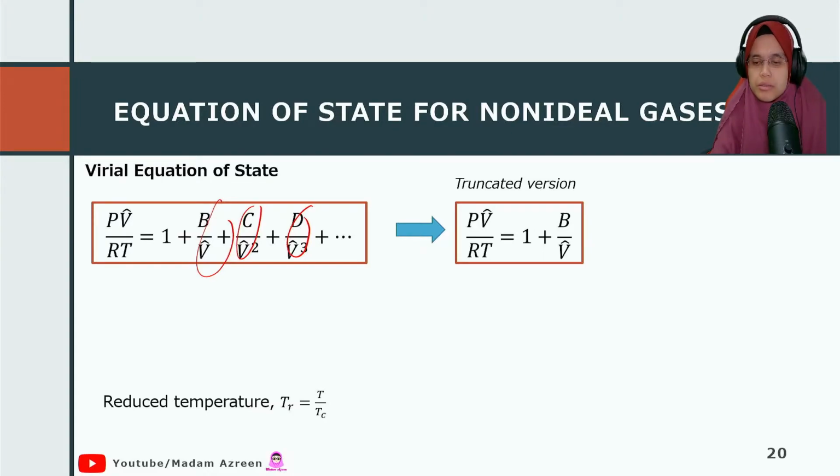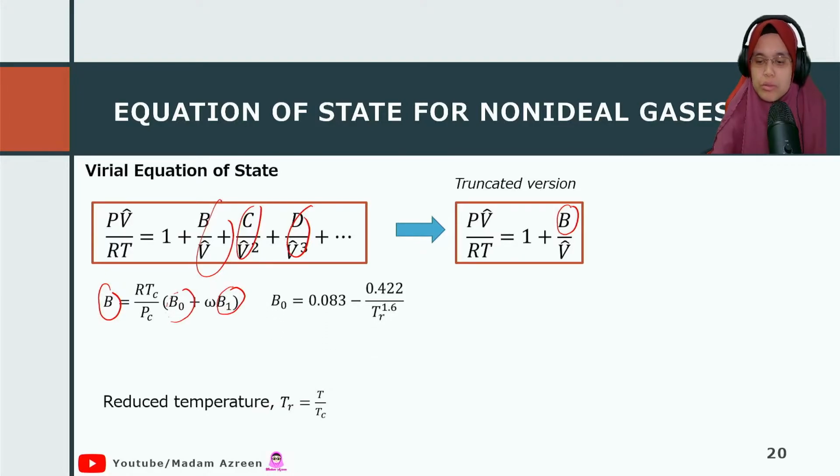Okay, the truncated version, which is basically a simplified version, they took only until B. And then what makes this more complicated is that in order to find this B, you have to use another equation. For you to determine B, you need to calculate B0 and B1, and to calculate B0, you need another equation. Same goes with B1, you need another equation.